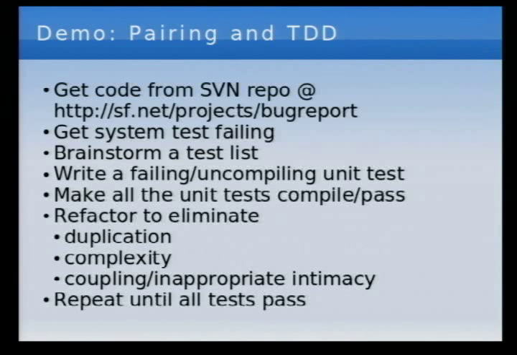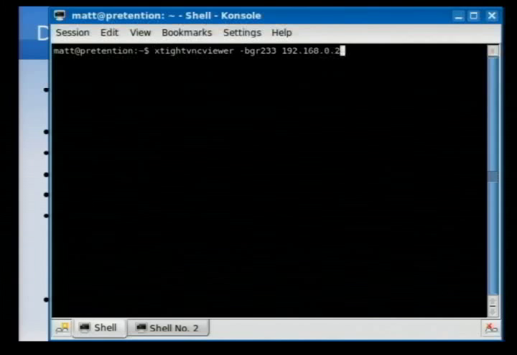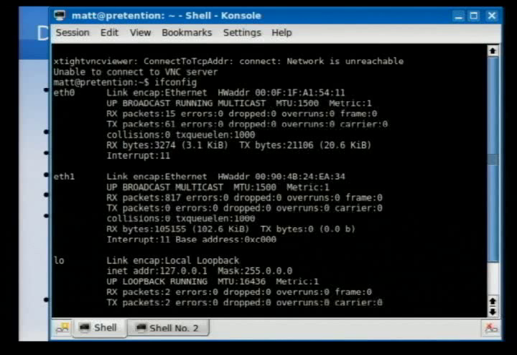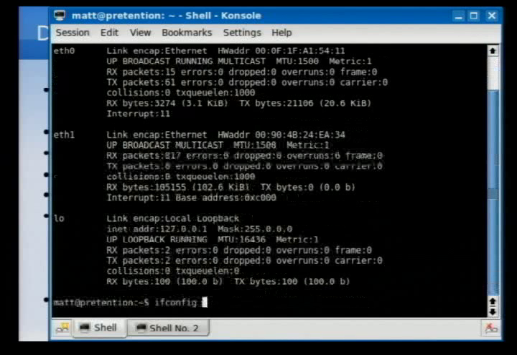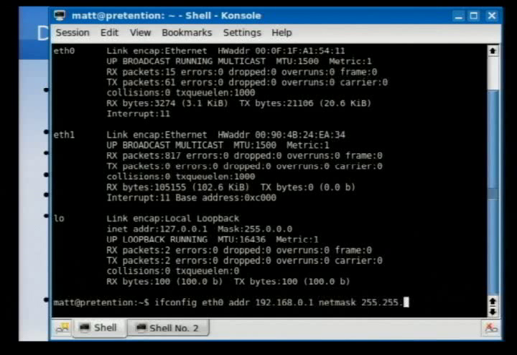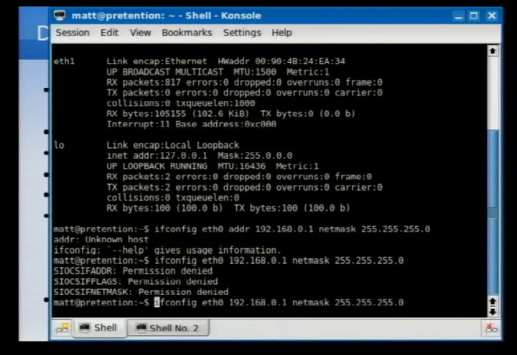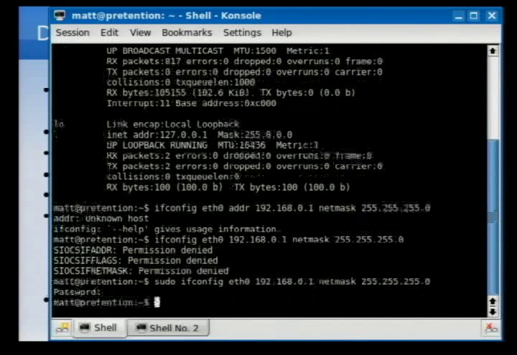System test failing. How are we going to do that? Let's show VNC. Start VNC. That's a good idea. Let's just show them the framework. Yep. Show them the unit tests. Network is unreachable. All right, no problem. It's not adder anymore, is it? Oops. All right.